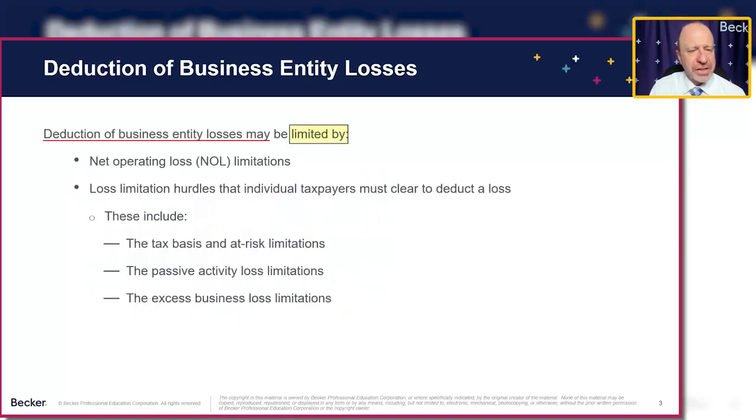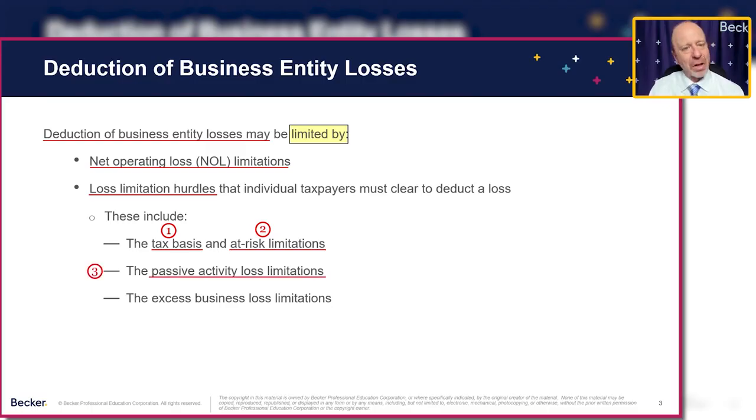All right. First thing is that business entity losses have a few limitations. First, if you create in your business an NOL, a net operating loss, you generally can only use that to offset future income. So that's one thing we have to be aware of. And there are some other loss limitation hurdles that you have to clear in order to deduct a loss. The first one is a tax basis hurdle. In other words, if you don't have enough tax basis in the entity, you're not going to be allowed to deduct the loss. Same thing is true for at-risk limitations. We have something known as at-risk basis, and if you don't have enough at-risk basis, you're not going to be able to deduct certain losses.